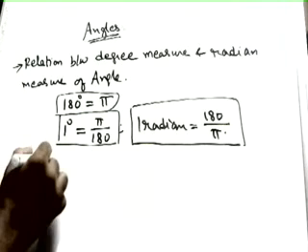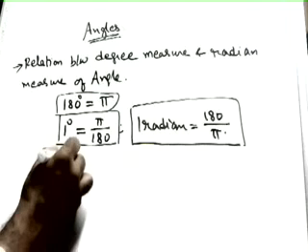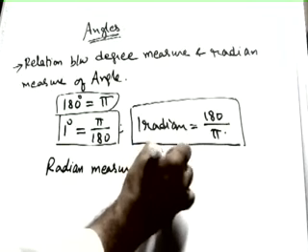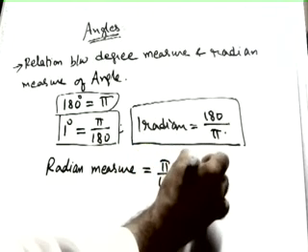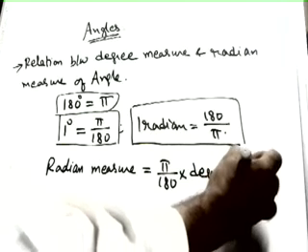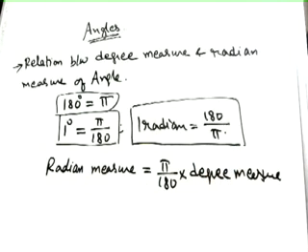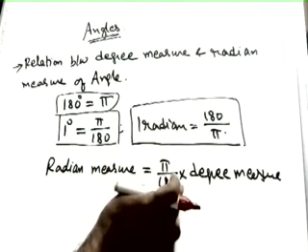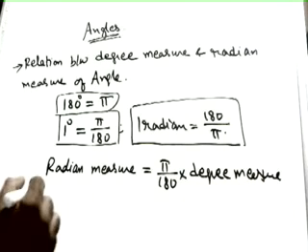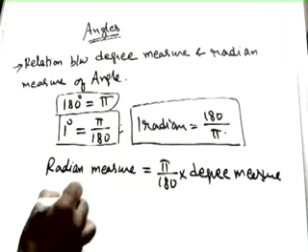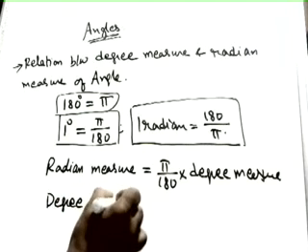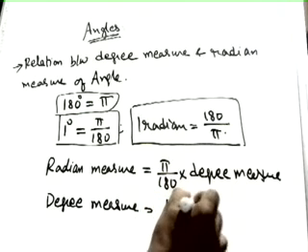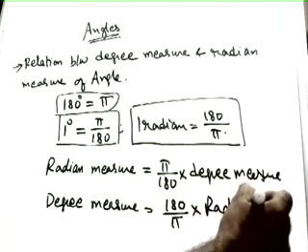Also, you must know this: suppose we have to change degrees into radians, then we have to use this formula. Radian measure equals pi by 180 into degree measure. So whenever the question is given in degrees and we have to change into radians, we use this formula. Also, if you want the degree measure, it equals the reciprocal of this: 180 by pi into radian measure.